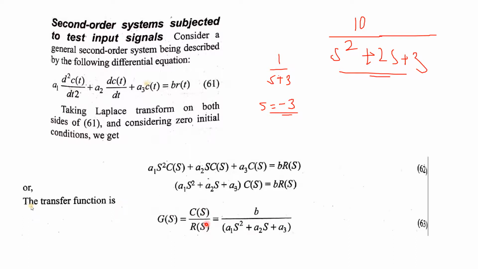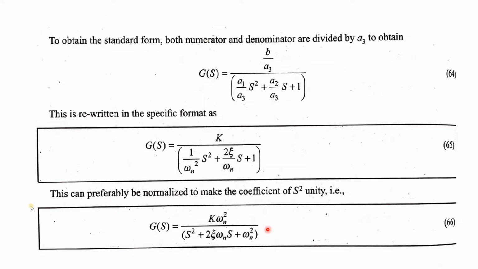And if you write it in the form of a transfer function, that is cs by rs, it becomes very easy, because cs is in all three terms, so you can easily represent it in the transfer function format. cs by rs equals b by a1 s square plus a2 s plus a3. So this is the second order system. Now the solution of s can be complex or real, as I have told you.